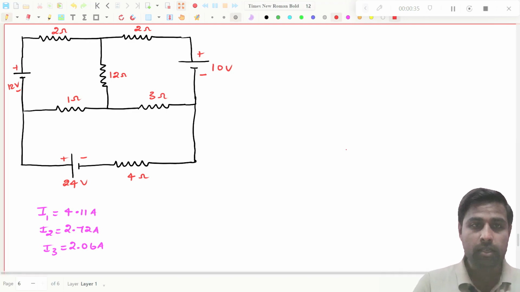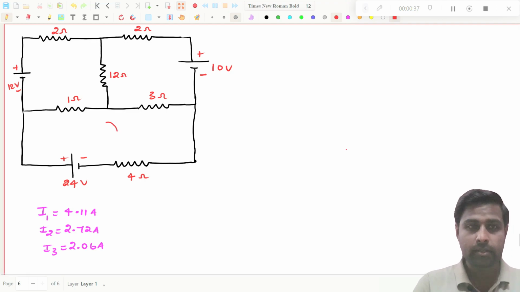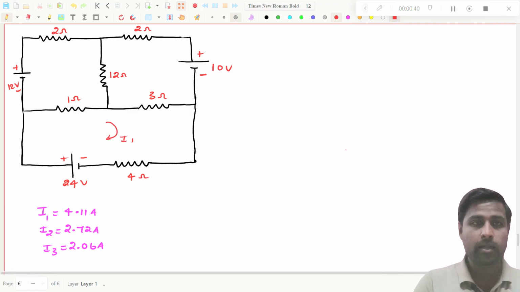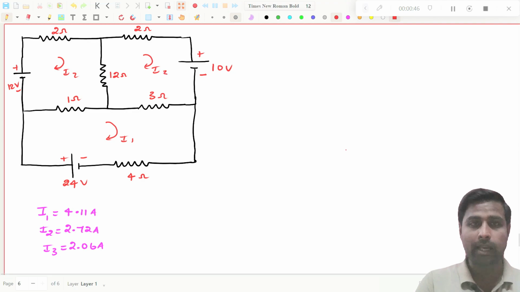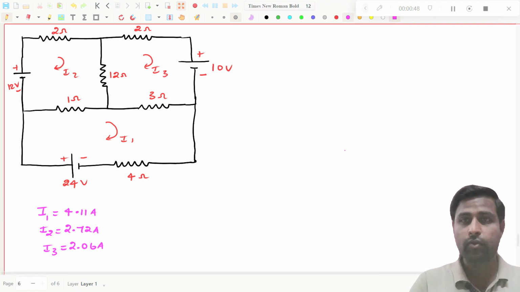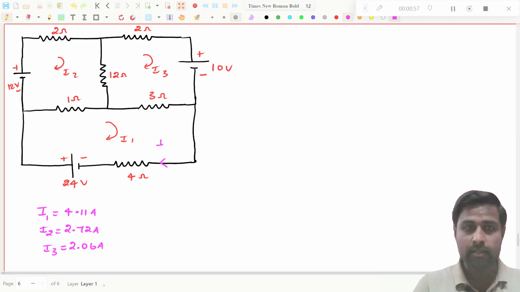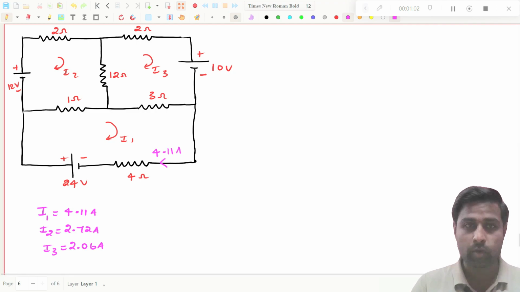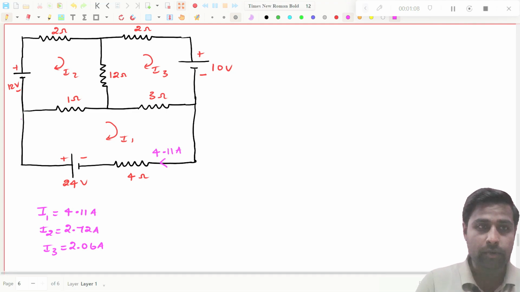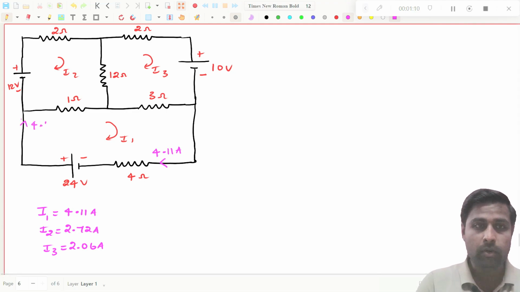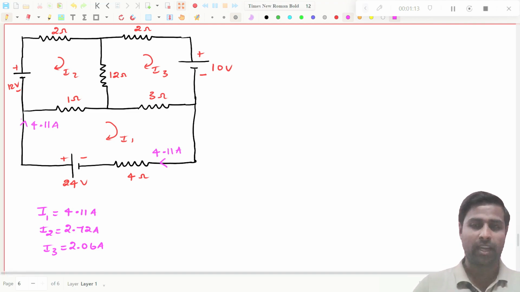So now you see the current directions. This is I1, and we have assumed this is I2, and this is I3, and we have to write the values now. This is I1, so I1 will flow like this. In this resistor, this is I1, and I will write the values directly: 4.11 amperes, and the same current will flow up to this. So I will draw it here too, 4.11 amperes. I will tell you why I am writing like this.